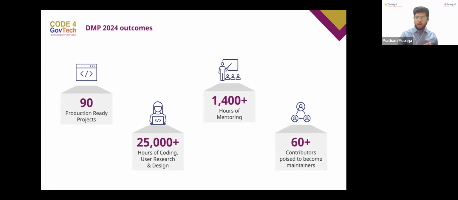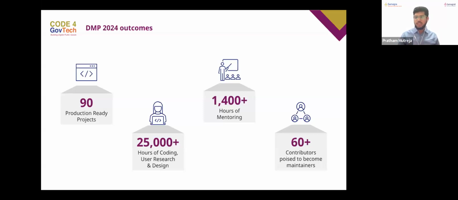Now we also have, overall, 25,000 plus hours of coding, user research, and design. So in DMP 2024, we had two tracks. First was a coding track, second was a UI UX and product usability track. Now, paired with this 25,000 plus hours of coding, we had 1,400 plus hours of mentoring by the org and angel mentors. So when you are putting all these efforts, you're also supported by the mentors.